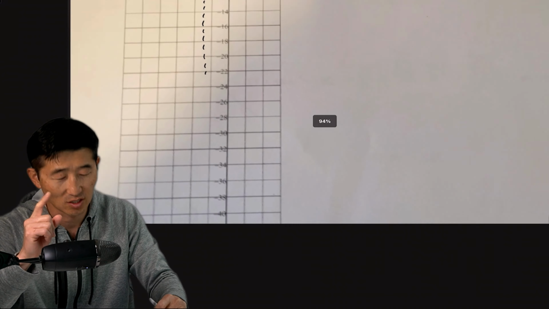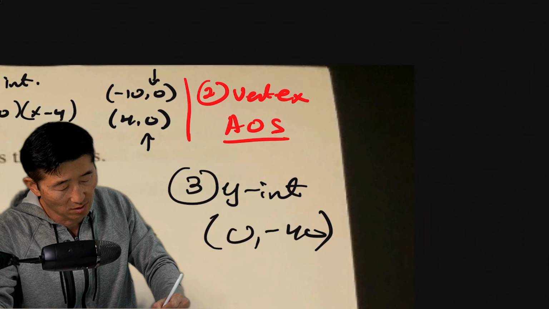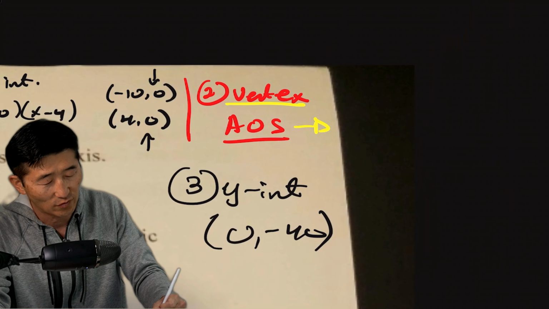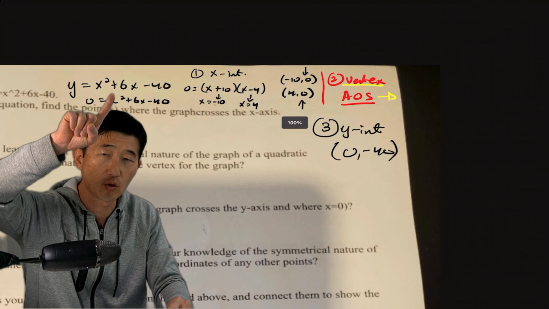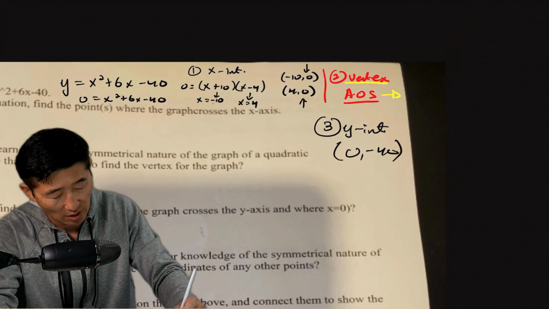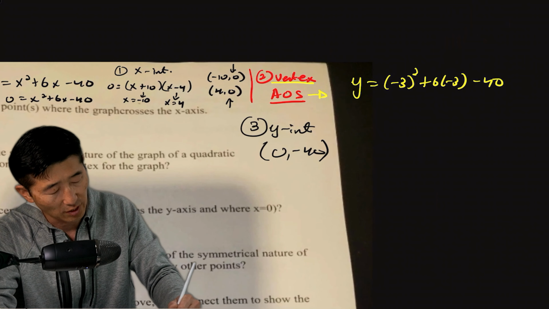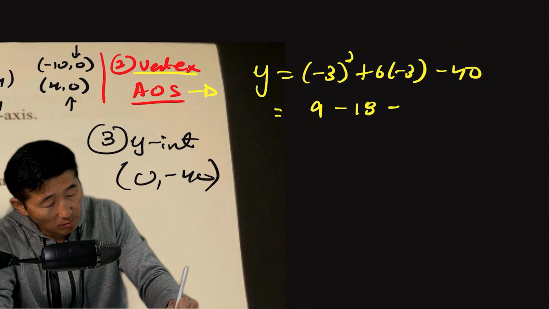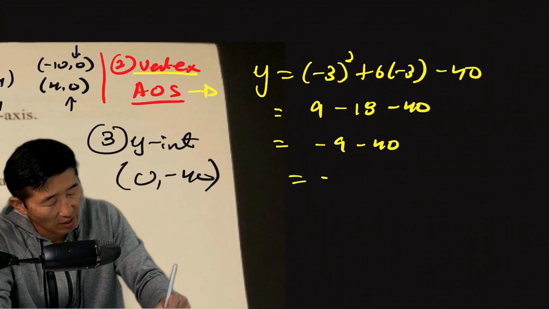Oh, actually, I need to go back. To find the vertex, you find the axis of symmetry first, which is negative 3, and then you plug it back into the original equation. It's going to give you the corresponding y value. So y is equal to negative 3 squared plus 6 times negative 3 minus 40. And then you do your work. 9 minus 18 minus 40 equals, what is that? Negative 9 minus 40, so negative 49.